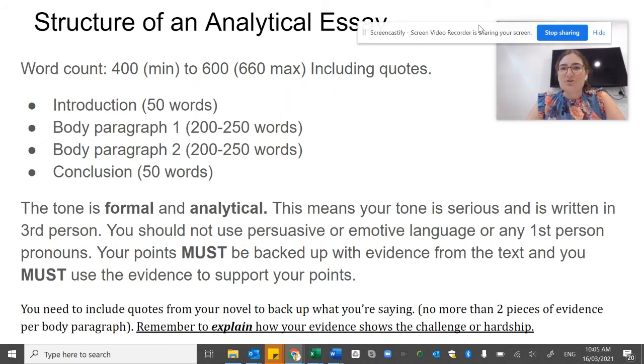So choose 2 pieces of the strongest evidence and explain how your evidence shows your challenge or hardship. That is where you get your really good marks from.